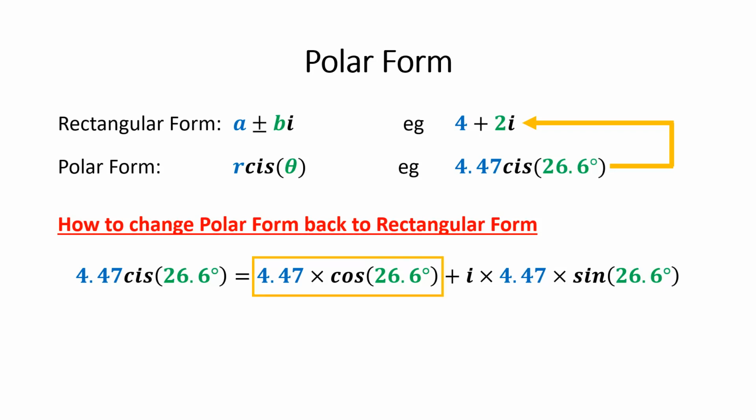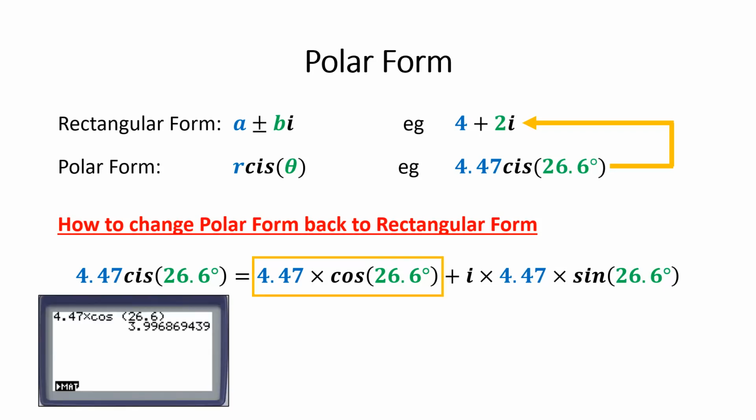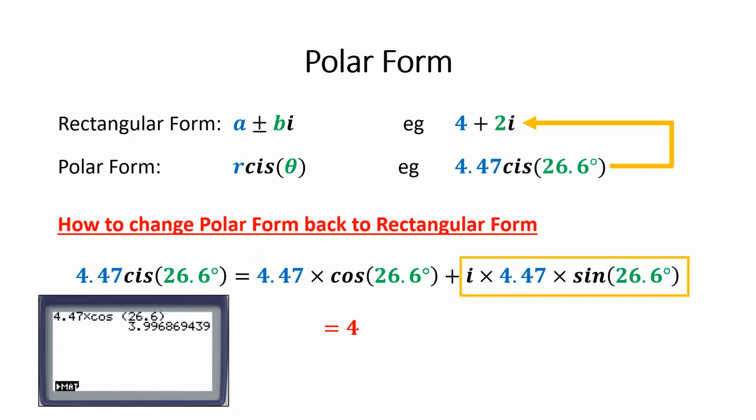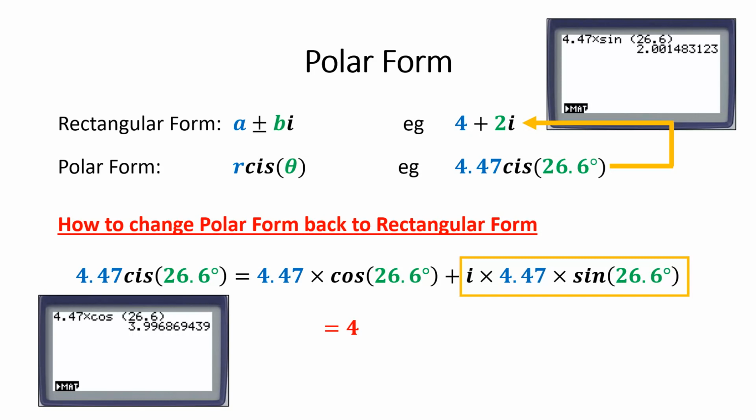Now we grab our calculator to work out the first bit, the real component, and we set our calculator into degrees, and it's close enough to 4 because of a little bit of rounding. So we're going to write down 4, and then we put the i times, and we work out 4.47 times sine of 26, that's close enough to 2. So we can simplify it to 4 plus 2i.